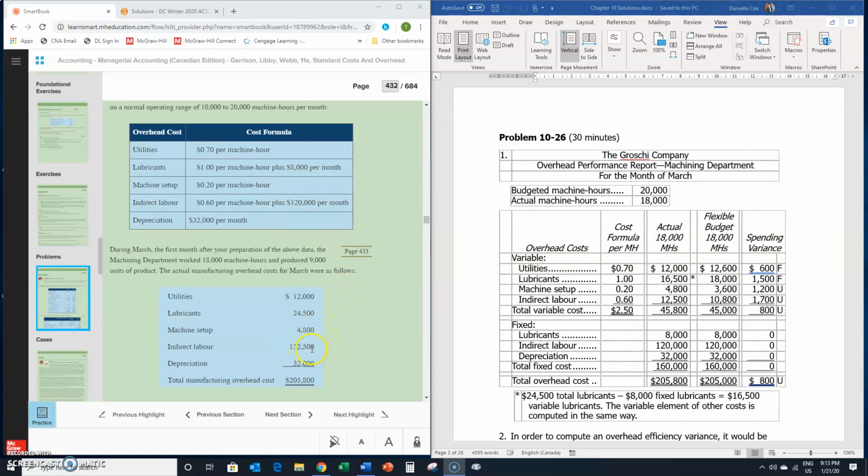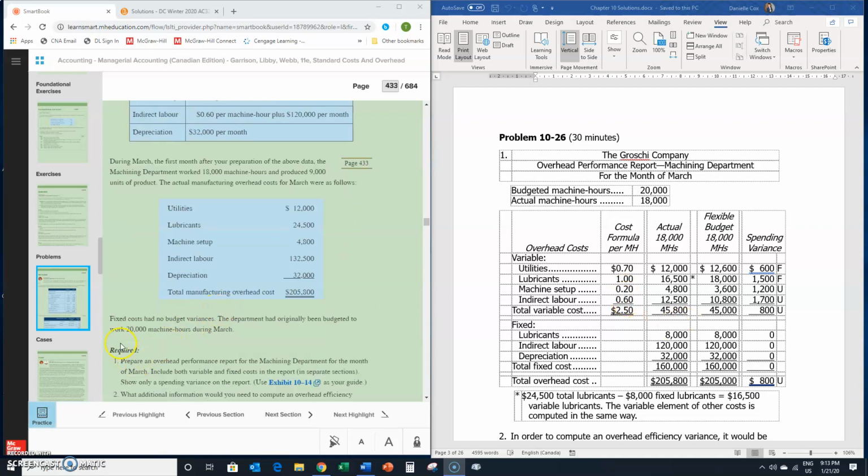Machine setup. There was nothing fixed in that, so 4,800. Indirect labor, 132,500, but there's 120,000 of that which was fixed down here, so the remainder, the 12,500, goes up here with our variable. Then we compare that to the flexible budget. So the flexible is we take the 18,000 machine hours multiplied by what the cost per machine hour should have been. So 18,000 times 70 cents, 18,000 times $1, and so on. It tells us fixed costs had no budget variances, so fixed costs are the same here under both.